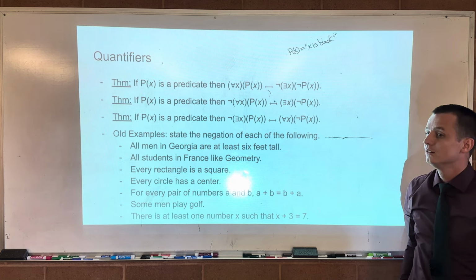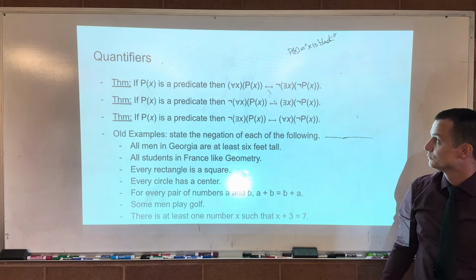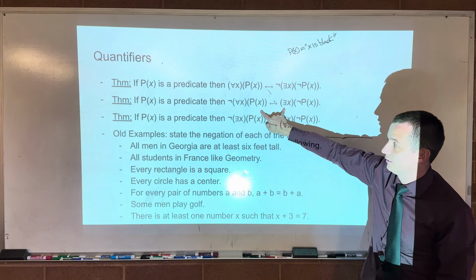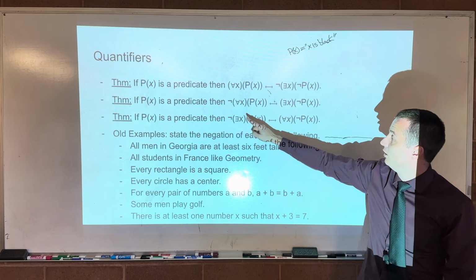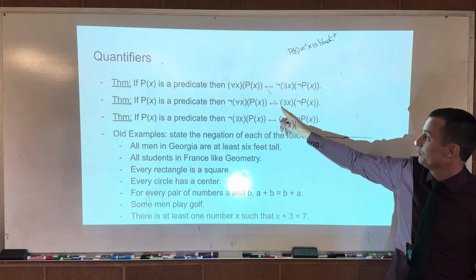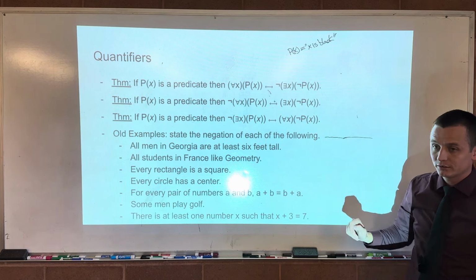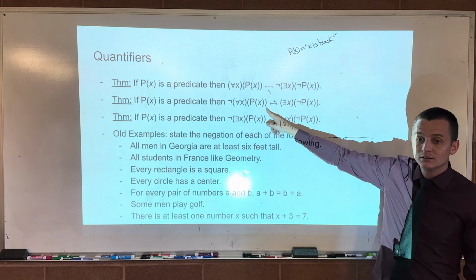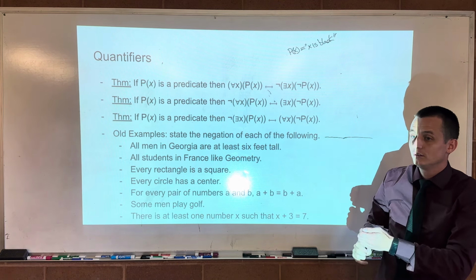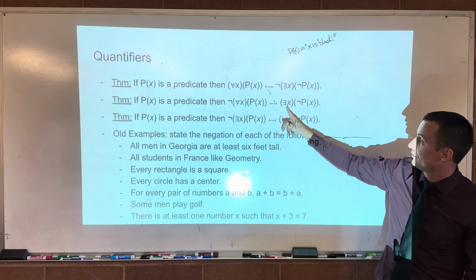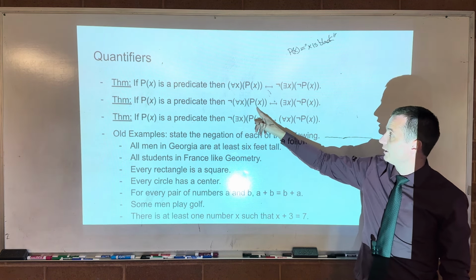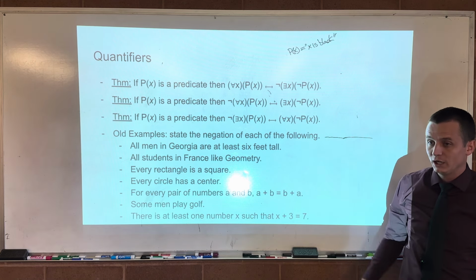Negate both sides and we get this. Not for all x p of x is the same thing as there exists an x such that not p of x. This says not all swans are black. This says that there exists a swan that is not black. Not all swans are black. There exists a swan that is not black.